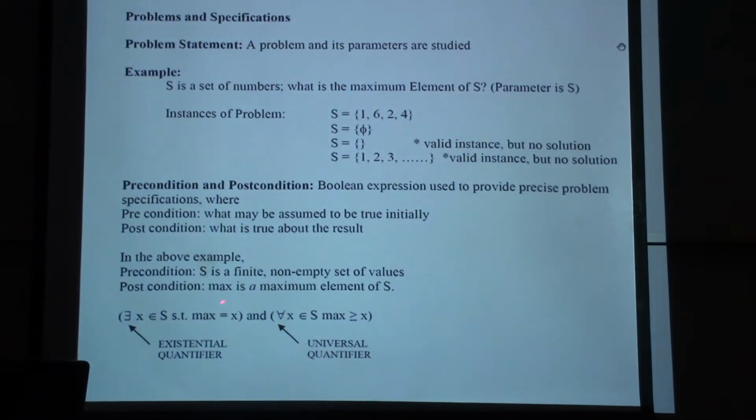Okay? So as a precondition, we may say S is a finite, non-empty set of values. Postcondition, max is a maximum element of S. That could be an example here. We also sometimes use these quantifiers. This is called the existential quantifier. The existential quantifier says there exists an X. Someplace there exists an X. Which one? I don't know. There's at least one. There exists an X, which is an element of S, such that the maximum is equal to X.